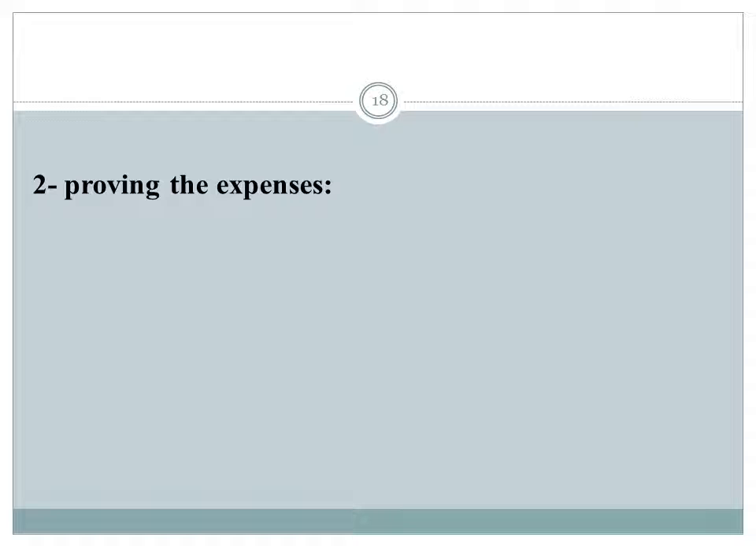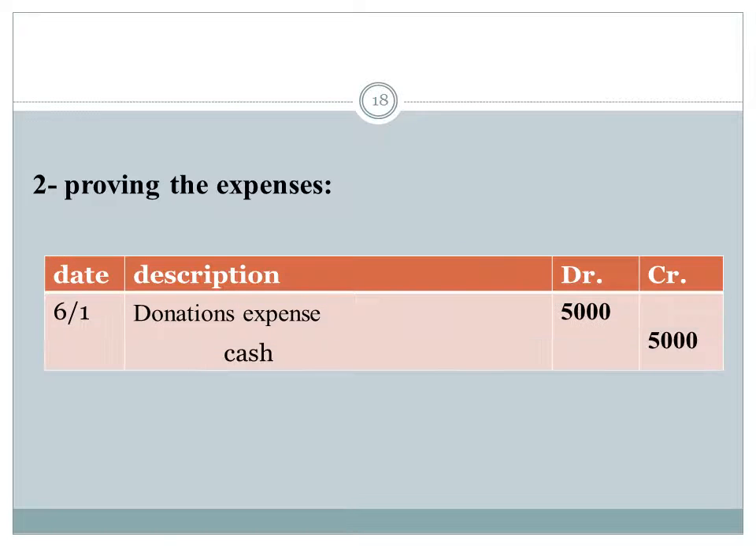The second transaction relates to some expenses, current expenses, not capital expenses. Current expenses, date 6/1, donations expenses to cash. Expenses will be on the debit side, cash on the credit side, 5,000.